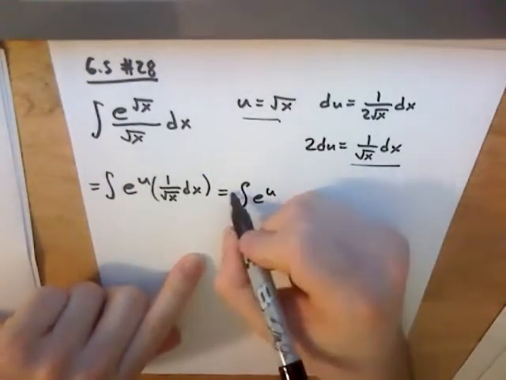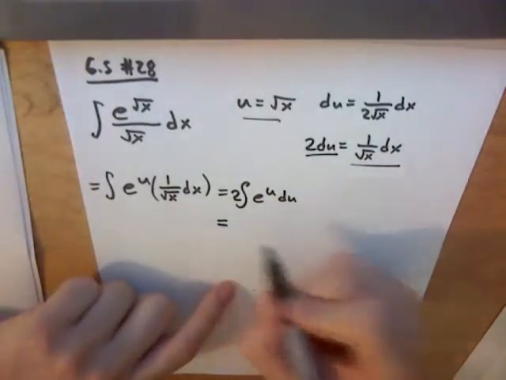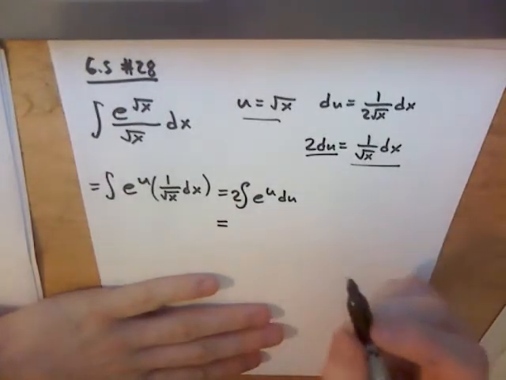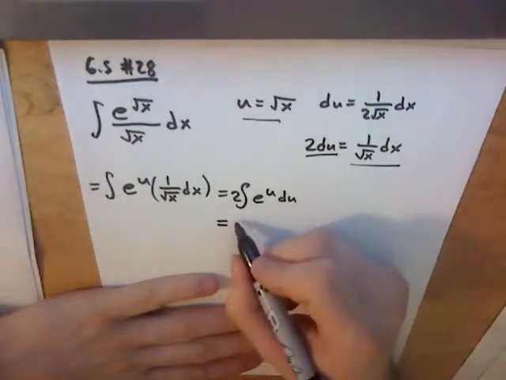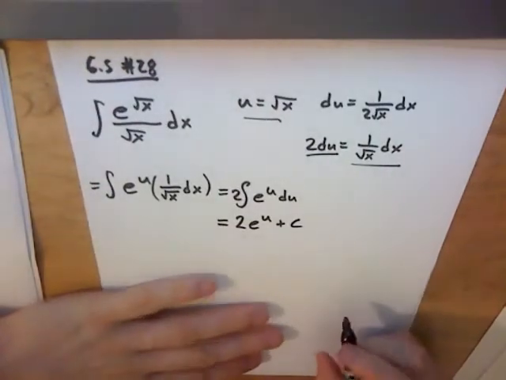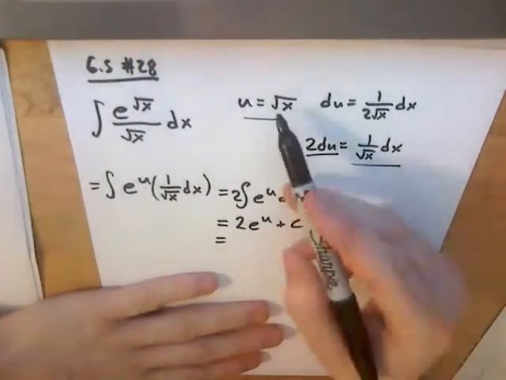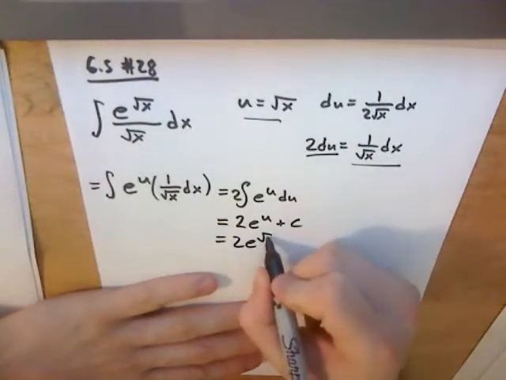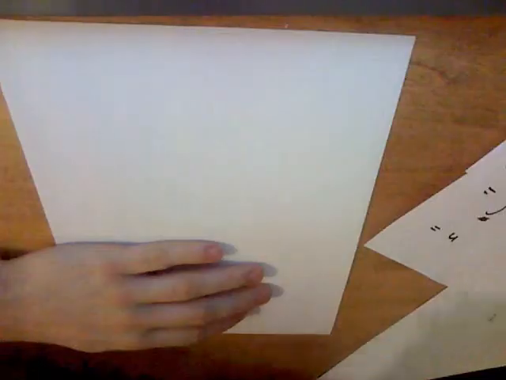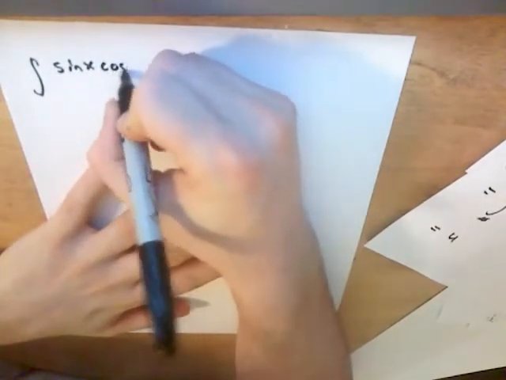So we replace this with e^u 2 du, what we got here, and we know that the antiderivative of e to the u is itself. So we get 2e^u plus C, which is equal to, replace the u with what we started with, 2e^(square root of x) plus C.